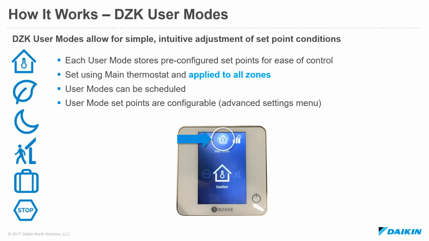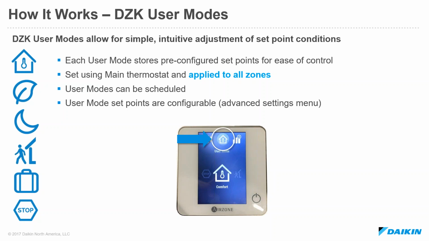We can set the mode of operation with that main thermostat, but we also have what we call user modes within the DZK. So the user modes are essentially these sort of shortcut, straightforward ways to adjust internal set point conditions or target set point conditions of each of the zones. So we'll go through some of these different user modes, and I'll kind of explain what they do and how they're configurable. But each of these user modes stores pre-configured set points for each of the zones.